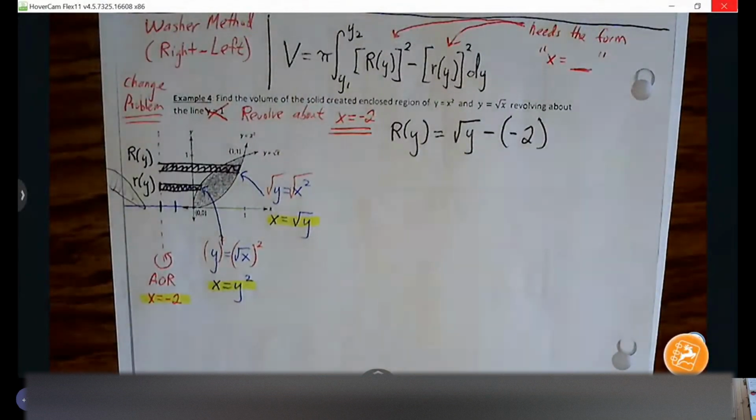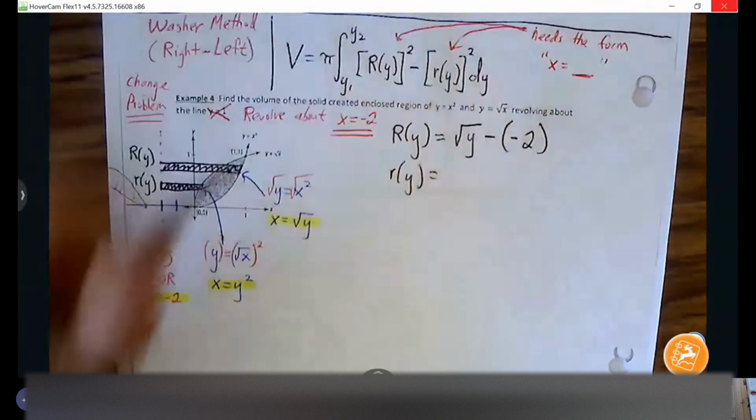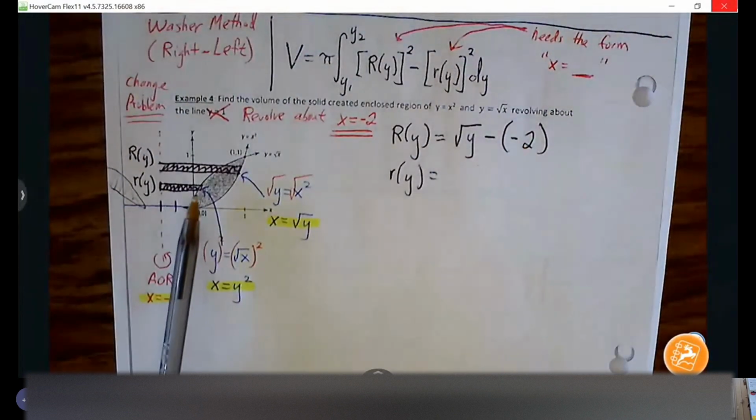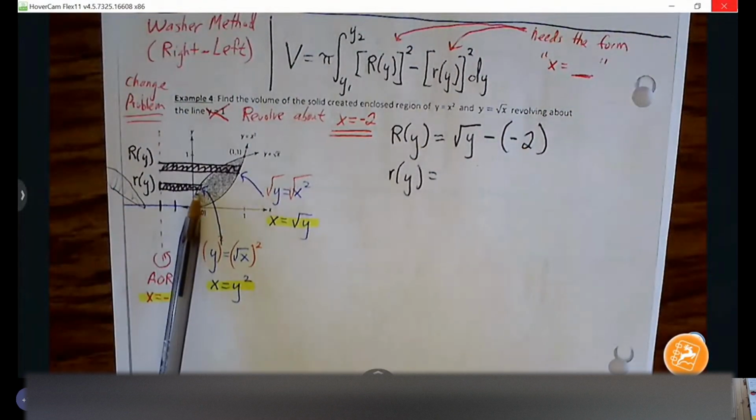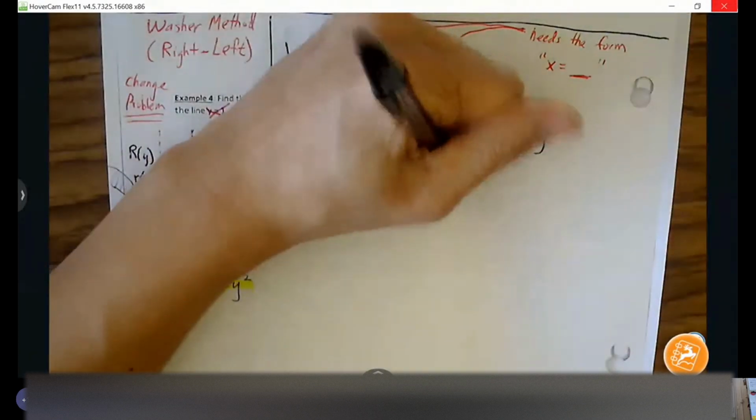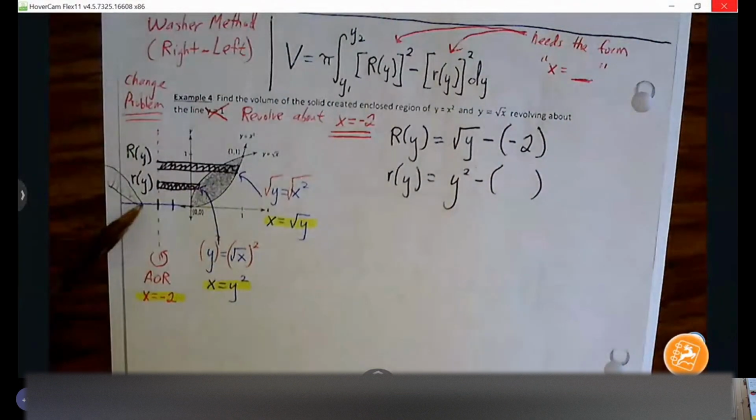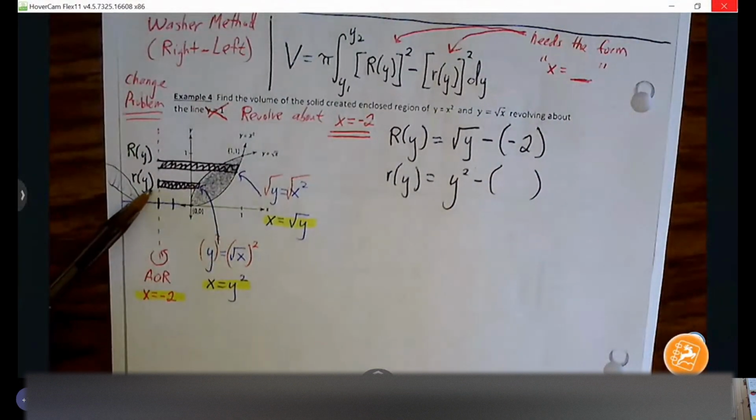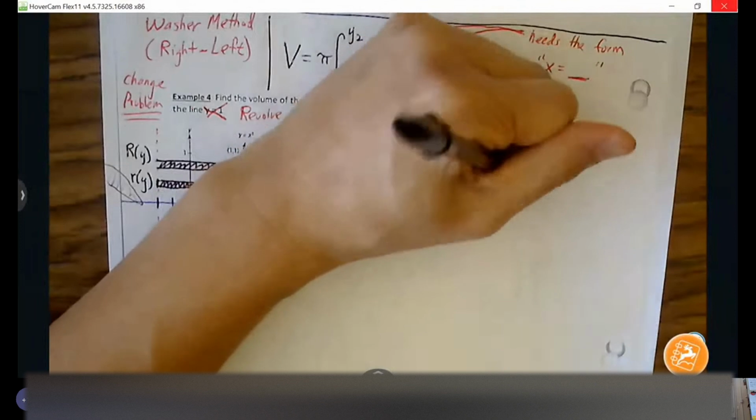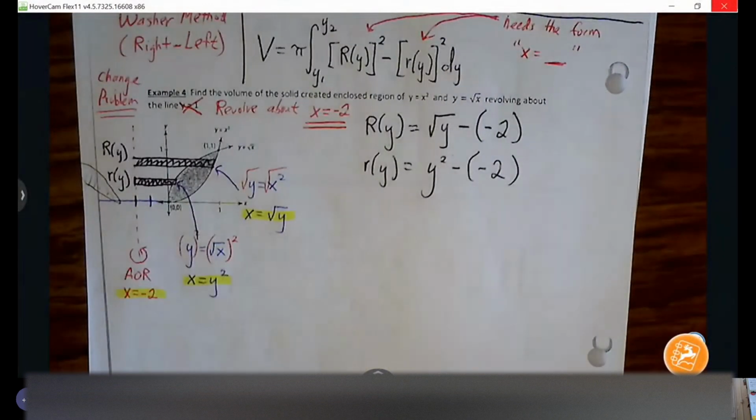Right minus left? Okay. Little radius. All right. What's the right endpoint of little radius touching? Y squared. Okay. Minus big parentheses. What's the left endpoint of little radius? -2. Okay. Having those parentheses is helpful because we see, oh, I got to deal with the two negatives here. I'm going to clean that up.